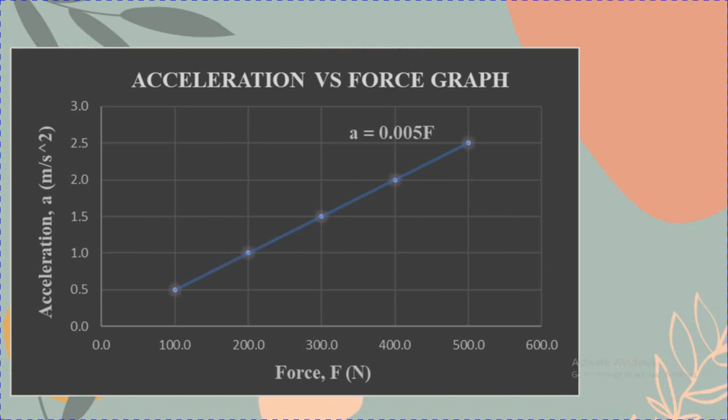Let's look at the first graph, which is the acceleration vs force graph, where the mass is kept constant. As you can see, this graph is a linear graph with the equation of a equal to 0.005 F. This proves that the relationship between acceleration and force is linearly proportional, just as stated by Newton's second law. In other words, the acceleration increases whenever the force is increased, and the other way around.